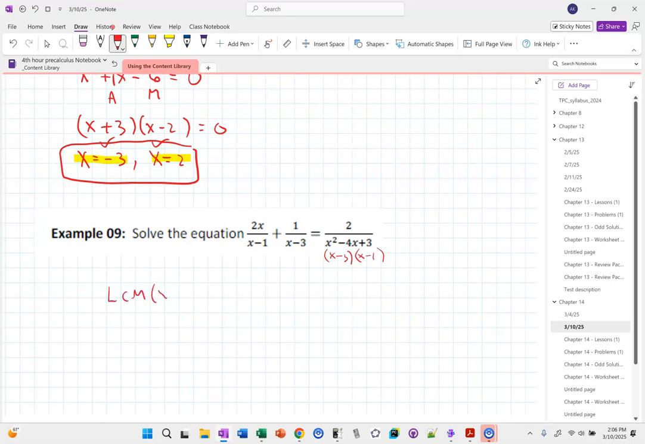So we're going to start by looking for the least common multiple of these three. X minus 1, well, that's not factorable. That's prime already. X minus 3, that's not factorable. That's prime already. And then x squared minus 4x plus 3, we've already written in its factored form.